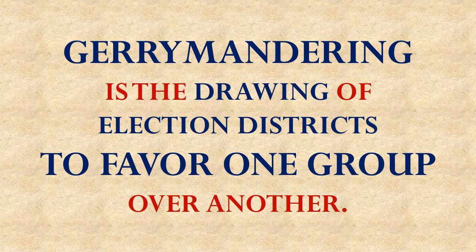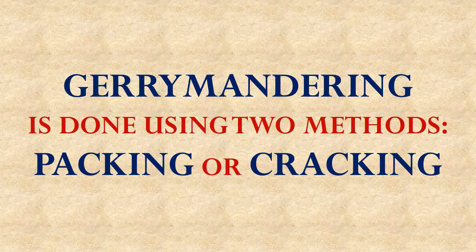So gerrymandering means the drawing of election districts to favor one group over another. And gerrymandering is accomplished through one of two methods, which we can call packing or cracking. Now, those names are descriptive of the methods, but they are mostly chosen to rhyme, which will hopefully help you remember them.